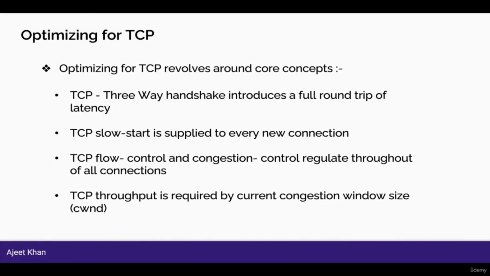So far we have learned a lot about TCP. Now it's time to summarize what we can optimize for TCP. Optimization for TCP revolves around core concepts that we have seen. The TCP three-way handshake introduces a full round trip of latency. TCP slow start is applied to every new connection. TCP flow control and congestion control regulate the throughput of all connections. TCP throughput is regulated by the current congestion window size, CWND. So based on these things, we will see what we can optimize for TCP.